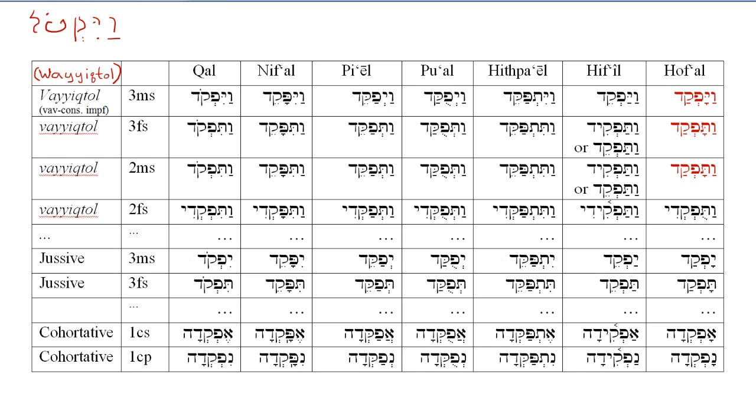Finally, in this section of imperfect-like forms, we look at the cohortative. The cohortative is a first-person form, either singular or plural, meaning let me or let us do something. It is formed by adding a vocalic kamets plus hey to the end of a first-person imperfect form. The vocalic ending causes the theme vowel to reduce, except for the hifil form, where the theme vowel remains hirik yod. Remember, the hifil theme vowels almost never reduce.